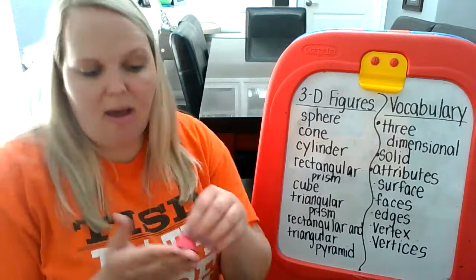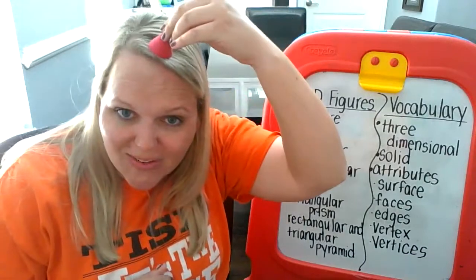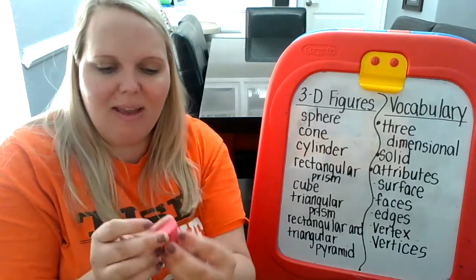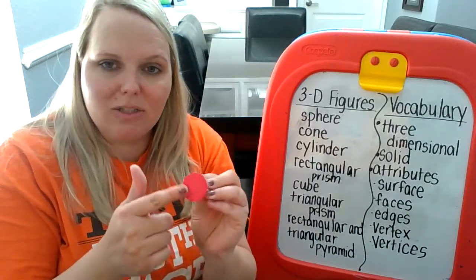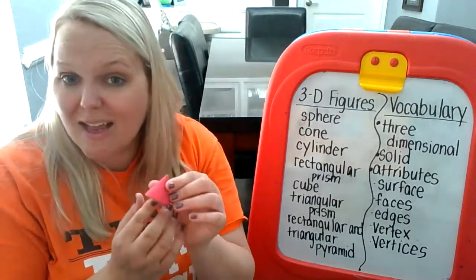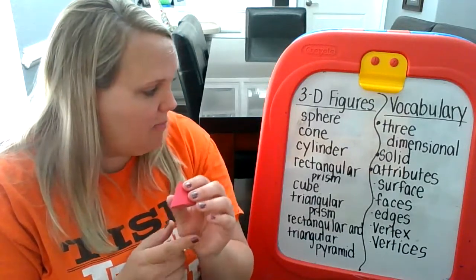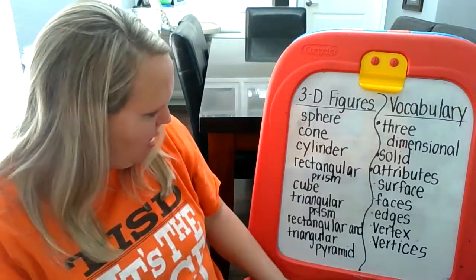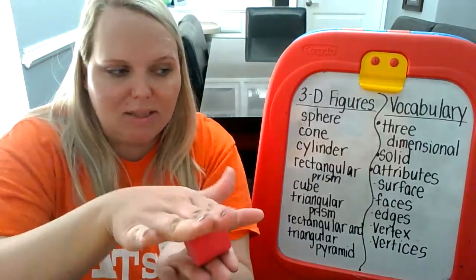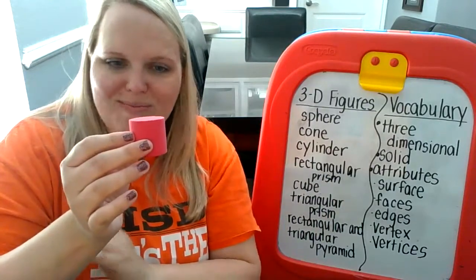All right, next we have our cone. This is what a cone looks like. It looks like an ice cream cone, or it could look like a party hat. It comes to a point, and it has a flat surface on the bottom. But if you notice, it does not have any edges, because those edges have to be straight edges. It does not have any faces. All right, next shape is our cylinder. Our cylinder can roll. It has a curved surface. It also has flat surfaces. It kind of looks like a can of soup.